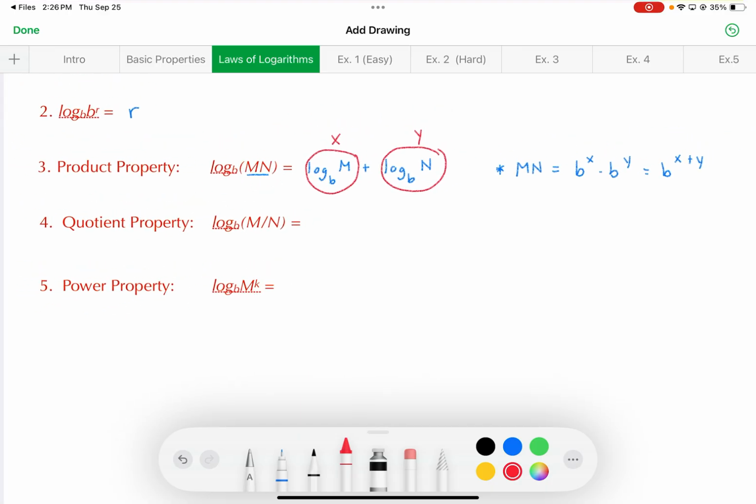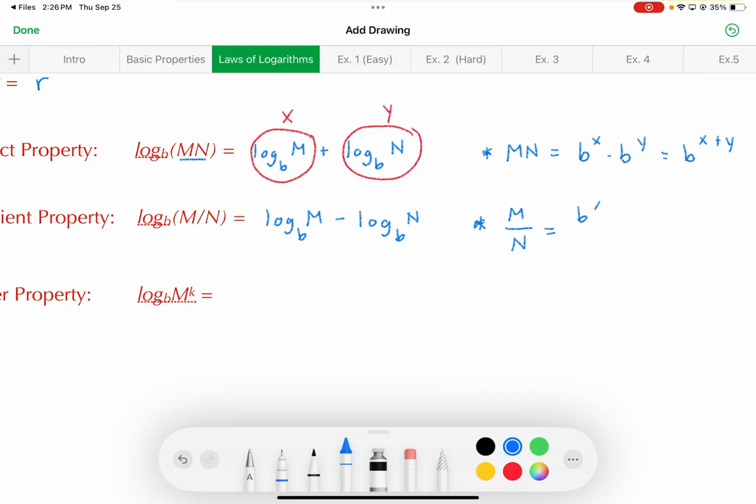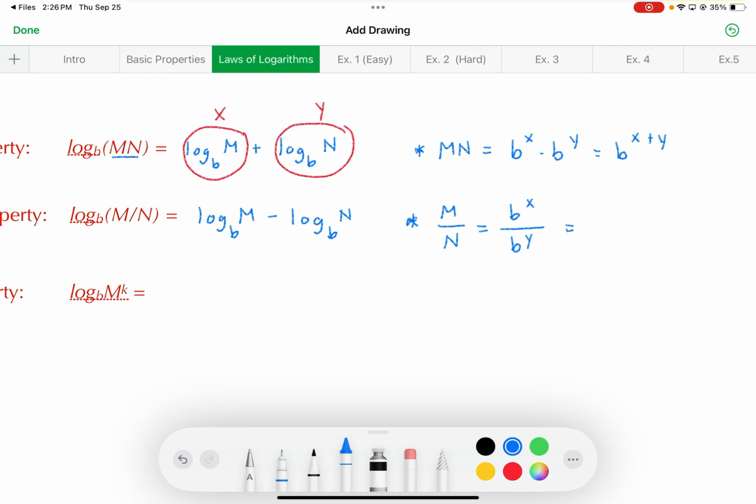Okay. All right, so quotient property is similar. Log base b of m divided by n would be equivalent to log base b of m minus log base b of n. Okay, similar reasoning. If I have m divided by n, I could think of m as b to the power of x, n as b to the power of y, and we know the quotient property of exponents says to subtract those exponents, numerator minus denominator, right? So once again, log base b of m is my x, log base b of n is my y. They are being subtracted.